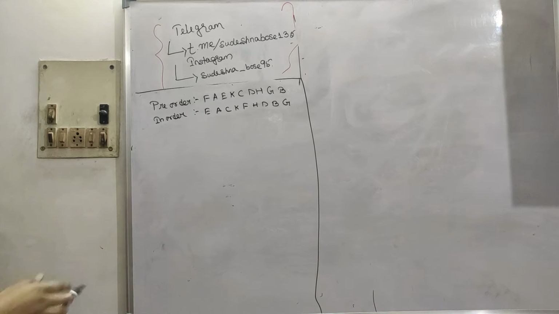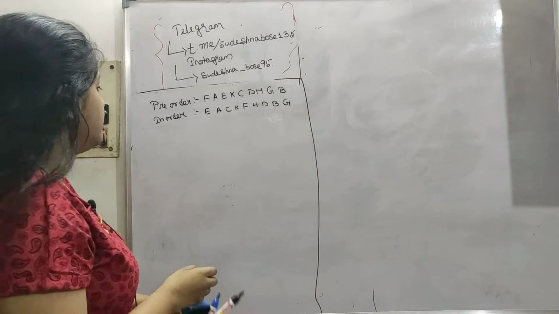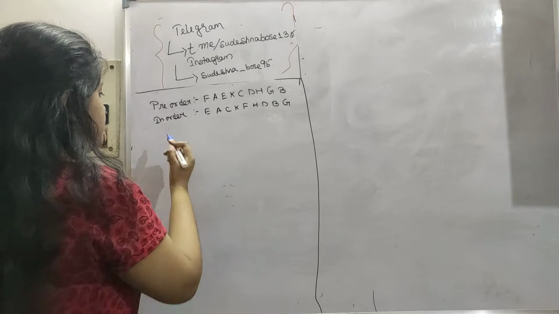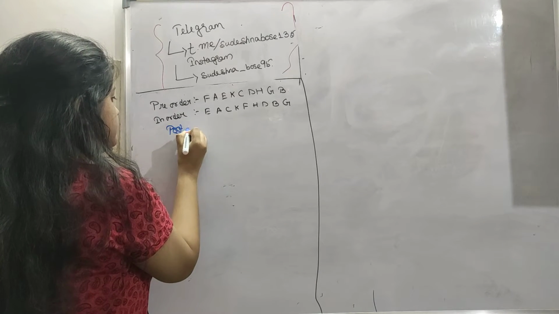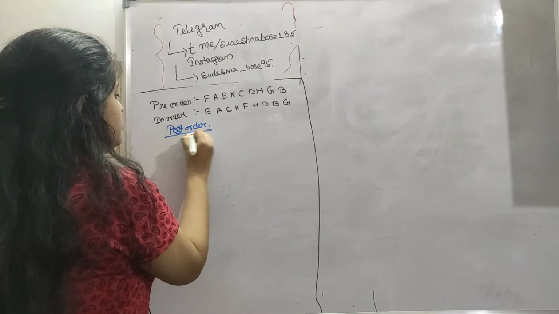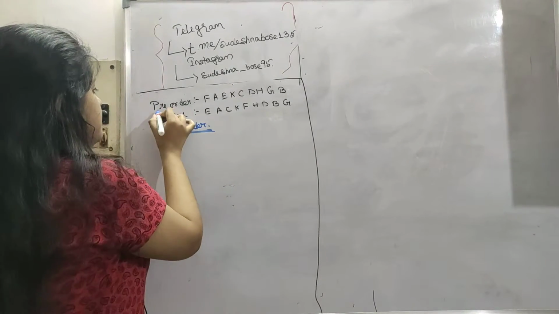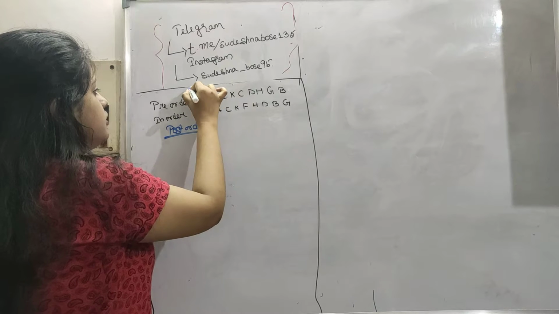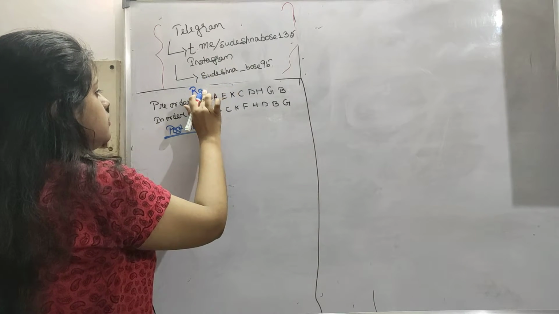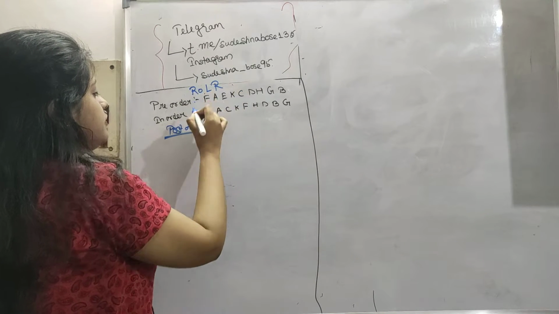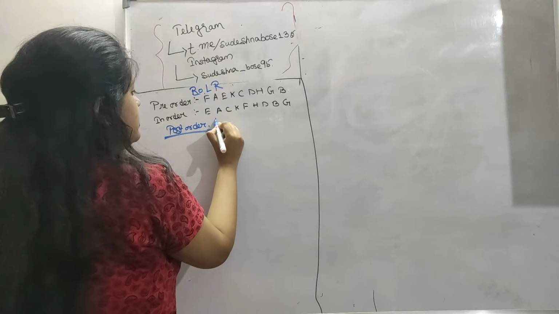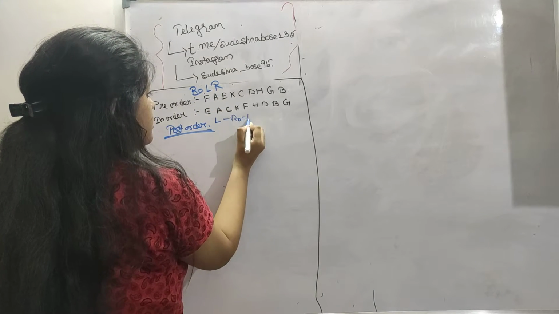So now our next question is: pre-order and in-order are given, and we have to find the post-order. This kind of question comes in GATE. Okay, so now let's see. Pre-order means root, left, right, so the first element is the root, and in-order means left, root, right.